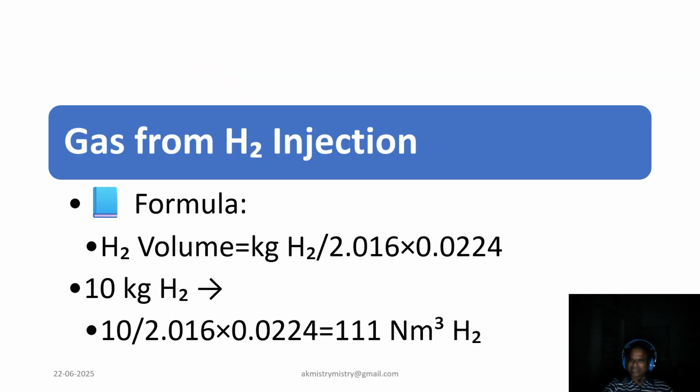So we can see the gas from hydrogen injection, what sort of gas hydrogen is generating from the injection. So now let us look at hydrogen injection. If we inject 10 kg of hydrogen per ton of hot metal, then we convert mass to volume using molar ratio. 1 mole of hydrogen weighs about 2.016 gram and occupies around 22.4 liter at STP. This gives us approximately 111 normal meter cube of hydrogen gas added directly to the Bosch. That is exactly what I want to show.